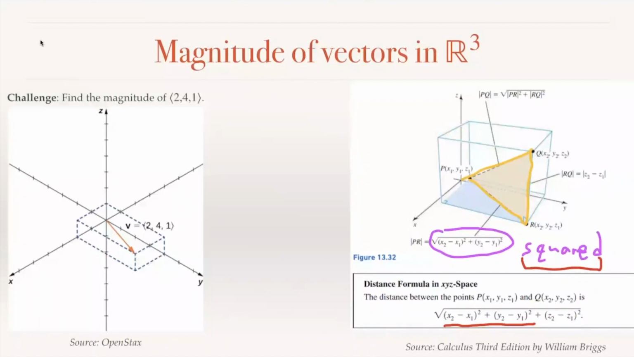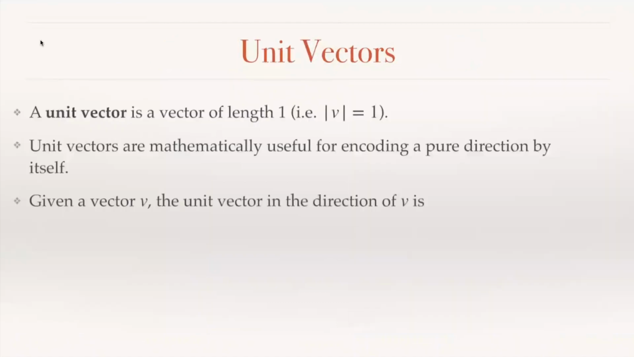So in other words, the square root of the sum of the squares generalizes, and the general formula for the magnitude of a vector is the square root of the sum of the squares of its x, y, and z coordinate differences. Now, a unit vector is a vector of length 1. 1 is in general called the unit. And being of length 1, well, length is just another word for magnitude. And this is therefore saying that the magnitude of the vector v is 1. And unit vectors are mathematically useful for encoding a pure direction by itself.